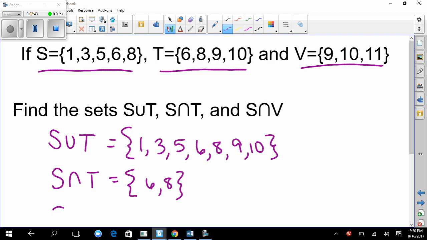And then S intersected with V would only be nothing. So you write it as an empty set, or you write it like that. Either way would be perfectly fine. That's my little blurb on sets.